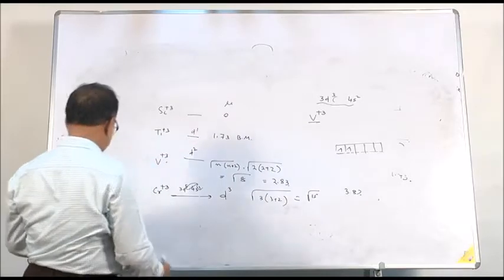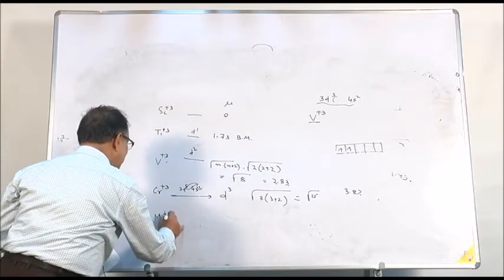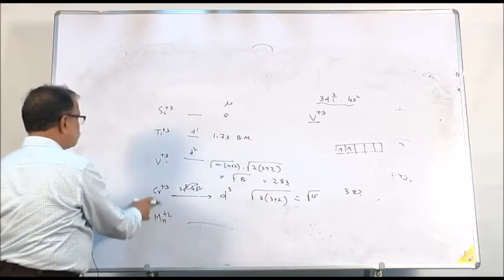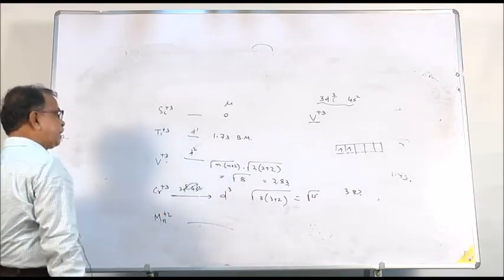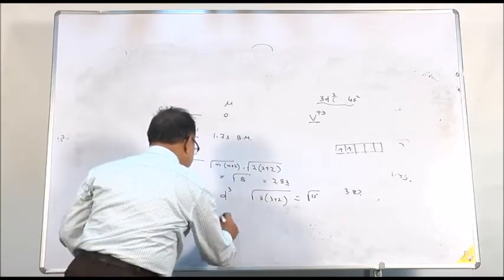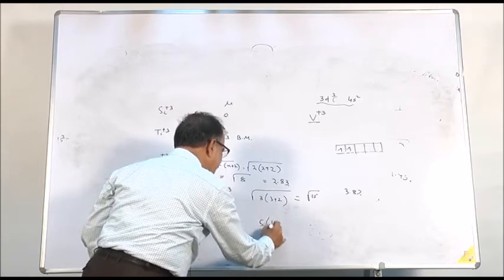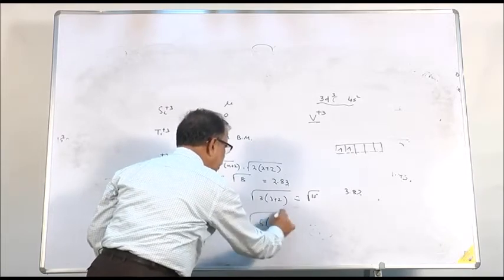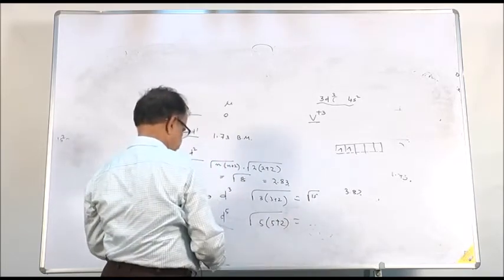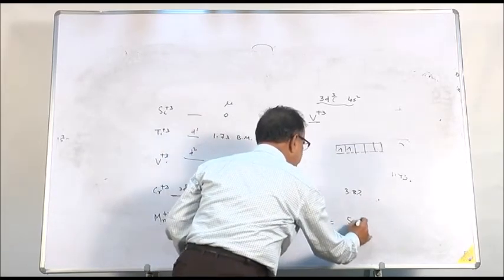Chromium 3.87. Manganese plus 2. Both are paramagnetic. Okay, which is higher? Chromium plus 3 and manganese plus 2, which has higher magnetic moment? Here it is d5, no confusion, d5. It will come 5 plus 2, root over that is equal to root of 35, that is 5.92.